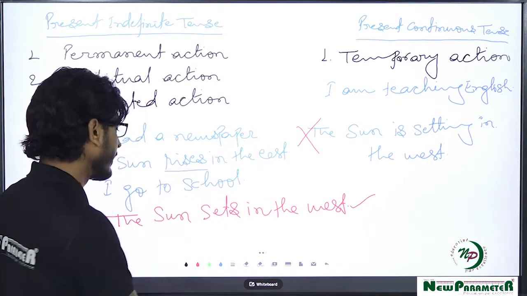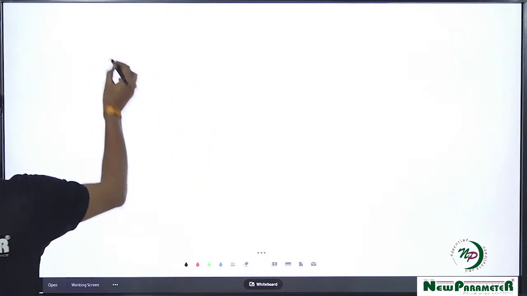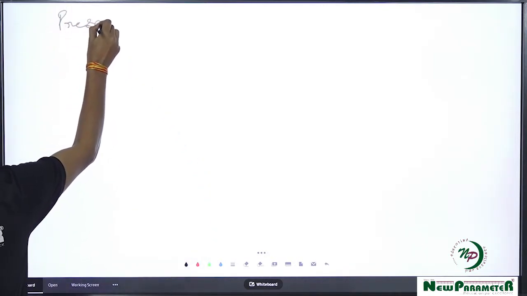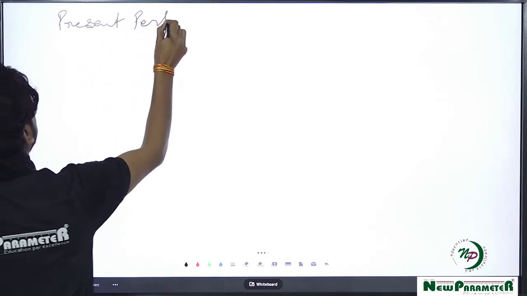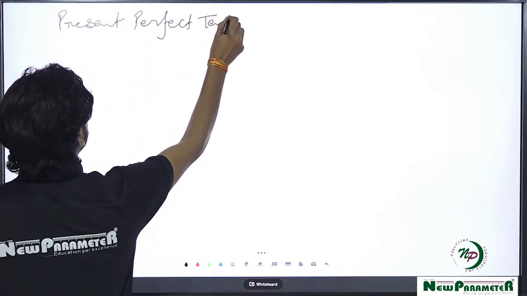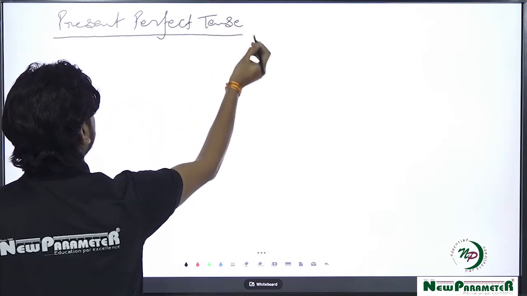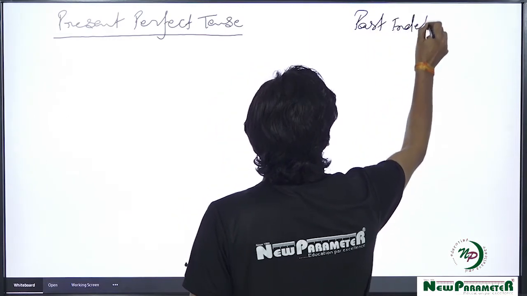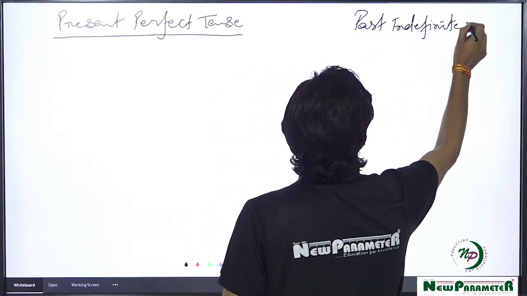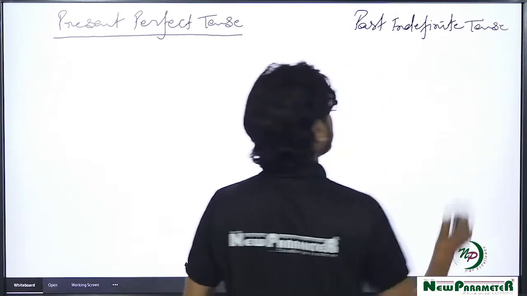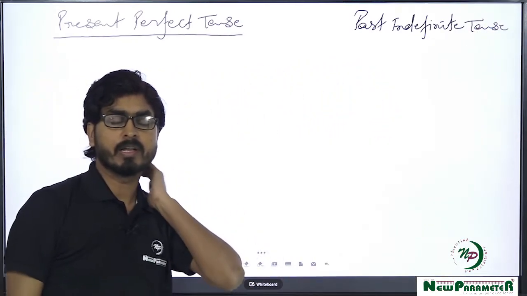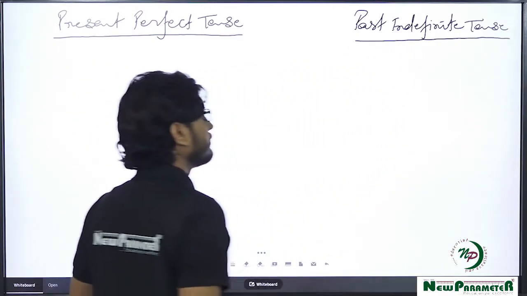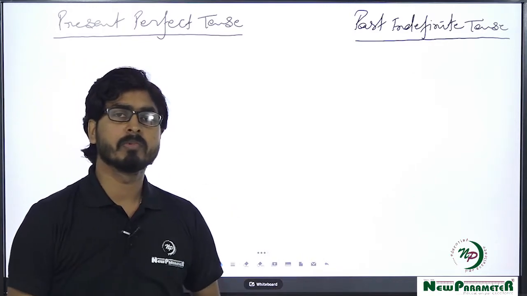Now move to another point. We'll see present perfect tense and past indefinite tense. It is a very easy tense, present perfect and past indefinite. I am writing two types of tenses only because you must not have any confusion between these two.